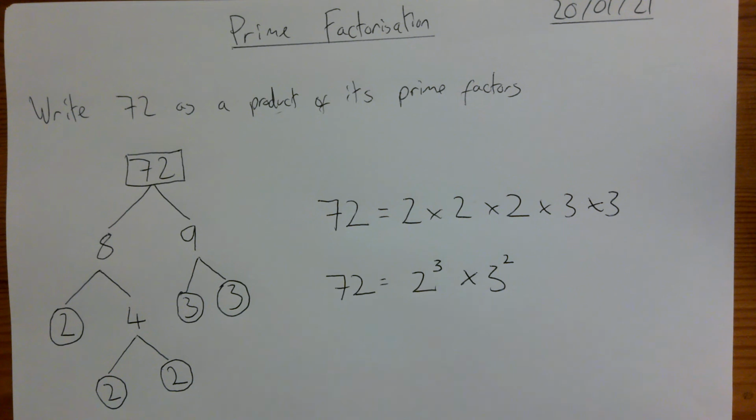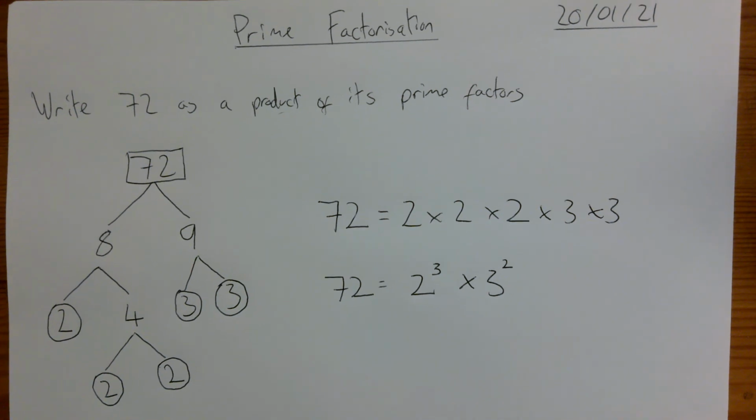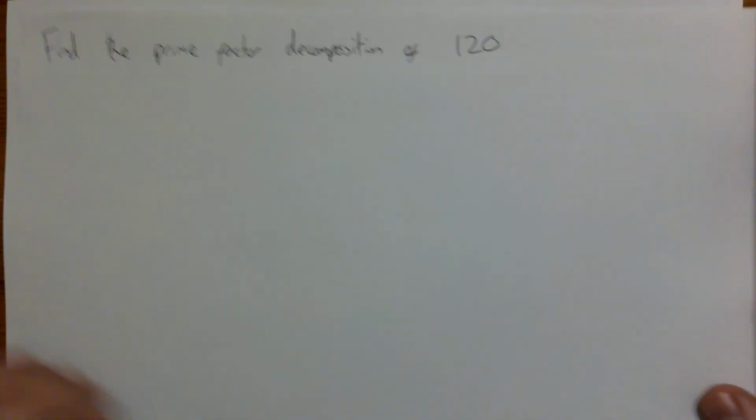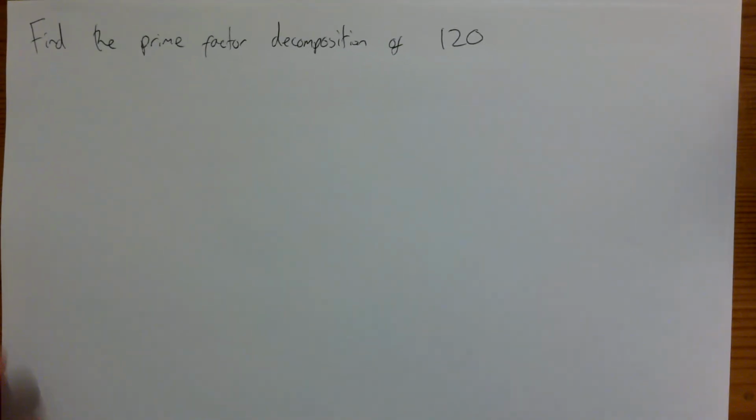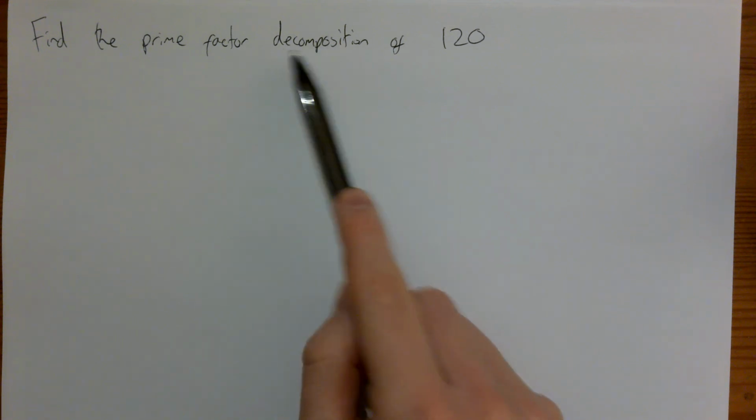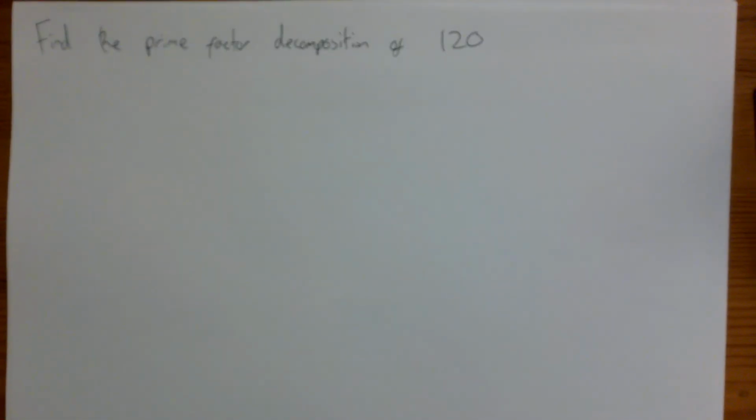Do pause the video if you just need to finish copying that example down, and then we're going to do one more together on the video today before I let you get on with the task. The other one we're going to do is we're going to find the prime factor decomposition of 120. Now, like I said before, slightly different way of wording it this time. Prime factor decomposition. You might recognise that word from elsewhere, and you might have to think about what it means.